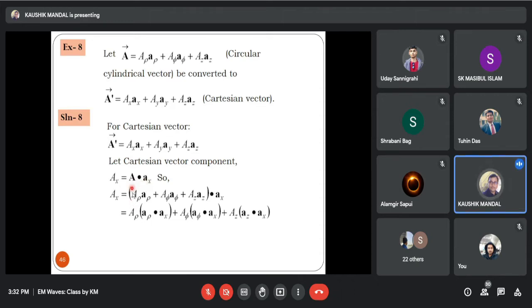Now in this equation, you put the equation of A, which is given in terms of the cylindrical coordinate system. So it becomes this one. Now one by one, you have to find out this dot product between a rho dot ax, a phi dot ax, and az dot ax.